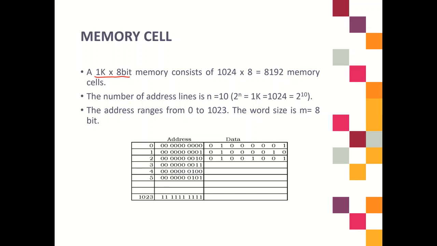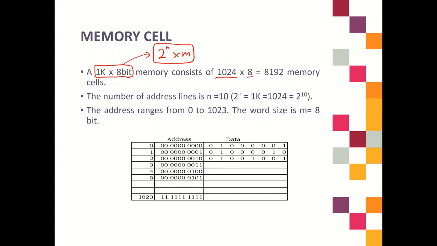The format of your memory is written as 2 power of n times m. So this is the format of your memory component. Meaning that based on this example, 1K times 8 bit, you need to change it to this format so that you can find the value of your n and also m. For 1K, 1K is actually referring to 1024 bit, times 8.